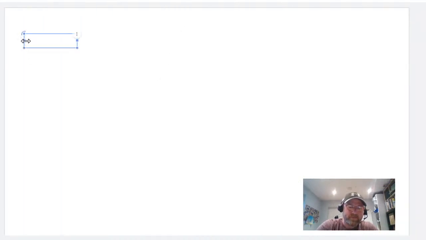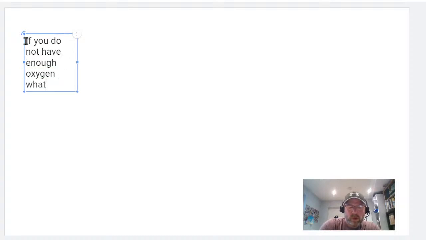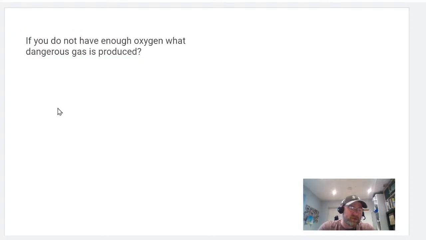Right, if you do not have enough oxygen, what dangerous gas is produced? So what dangerous gas gets produced if you don't have enough oxygen? Anyone know the name of the really dangerous gas that gets produced? Yeah, that's right, carbon monoxide. And does anyone know why that's dangerous?